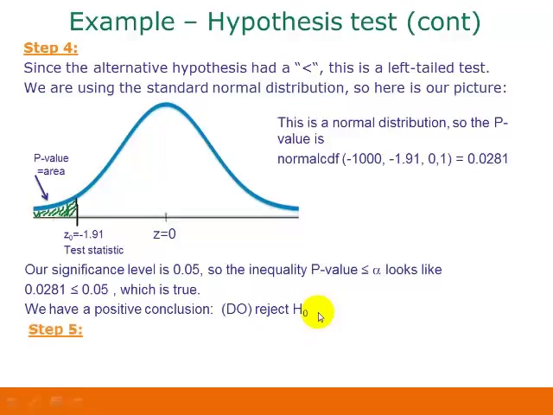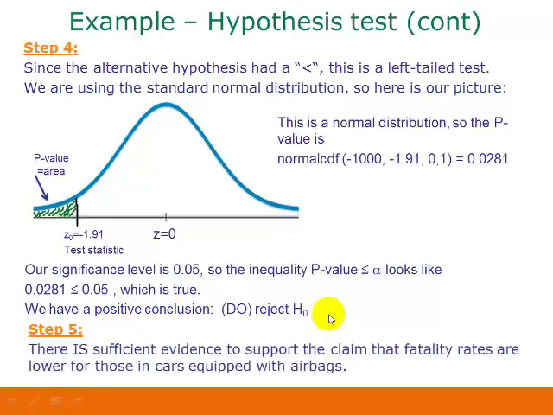And then for step 5, we're doing our final conclusion. Since we have a positive conclusion, we would say there is sufficient evidence to support our claim. So we would say there is sufficient evidence to support the claim that fatality rates are lower for those in cars equipped with airbags.